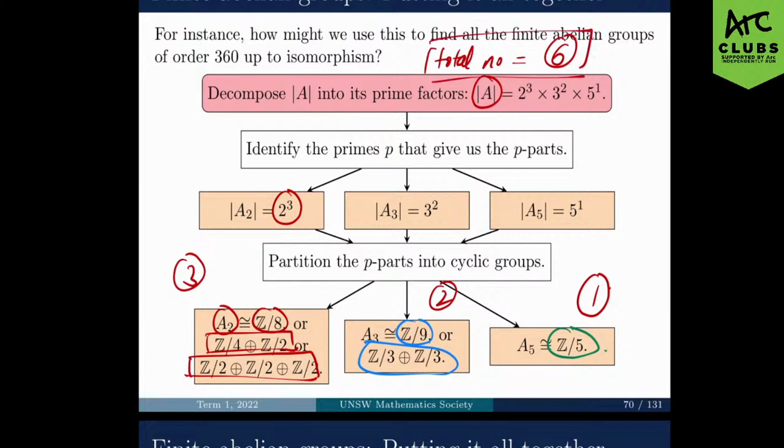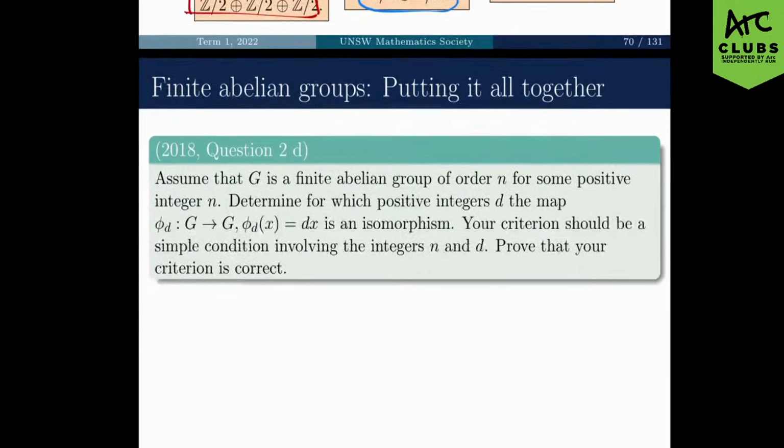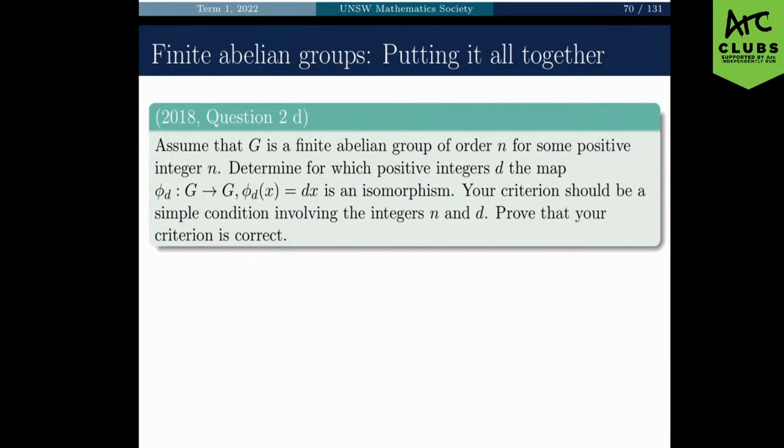Right, so if the question did ask for the total number of finite abelian groups of order 360 up to isomorphism, you would say 6, because there are 3 options for one factor and 2 options for the other, and you basically mix and match from the different options. Cool. And this is a bit of a tougher example that requires a bit more proof.